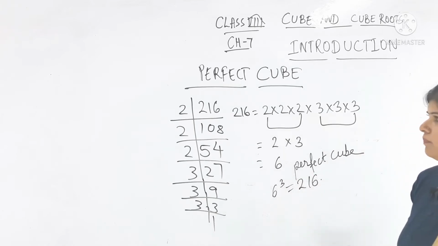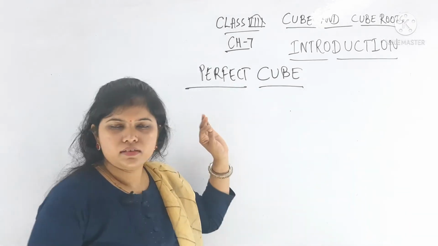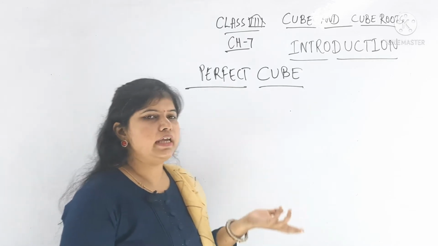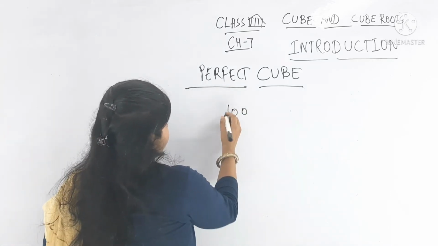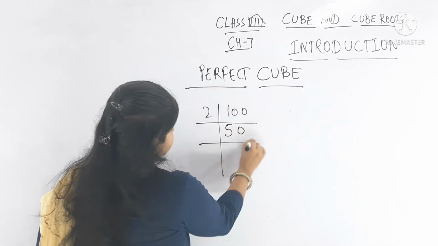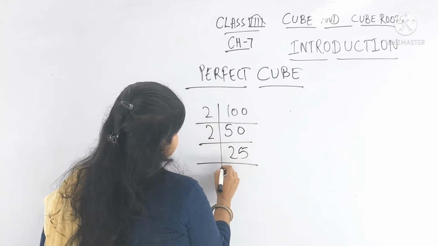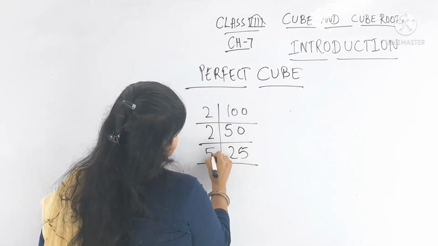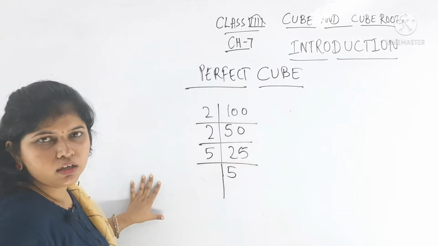That is 6 cube is equal to 216. Okay students, next topic is this, the perfect cube. We are taking the second example. We will check for 100. 2 fives are 10, 2 zeros are, right? 2 twenty-fives are, then 5 fives are 25. Here you can see that it is not a perfect cube.